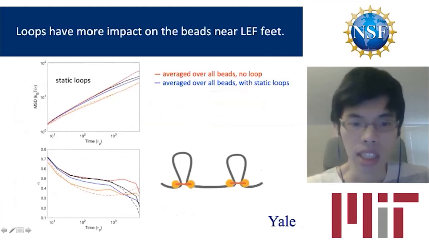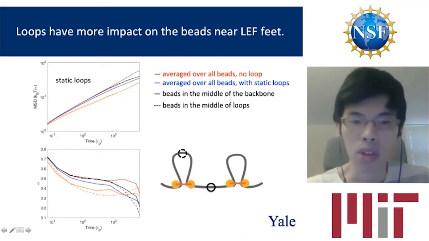To have a better understanding of how loops affect MSDs, we perform the simulations with static loops as well. So we randomly take several loop configurations and we put them into the Rouse polymer simulations and keep them unchanged. We monitor the MSDs of beads at different locations. For reference, the red curve is the ideal Rouse chain without any loop, and the blue curve is the average MSD with loops. So first we find that the MSDs of the beads in the middle of the backbone and in the middle of the loops are very similar. They are plotted as the black lines.